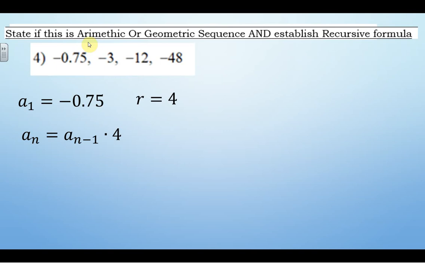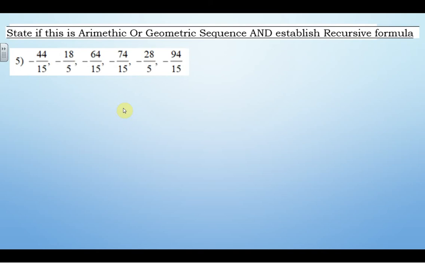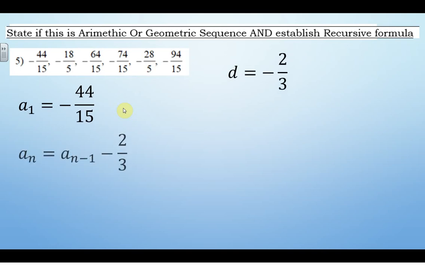So you need those two pieces in order to make the recursive formula. So you need the term before n times 4. Okay, this was arithmetic, but I can't really remember what the number was. Oh, the distance was -2/3. Perfect. So again, a sub n minus 1 minus 2/3. That's how you get to the next term.